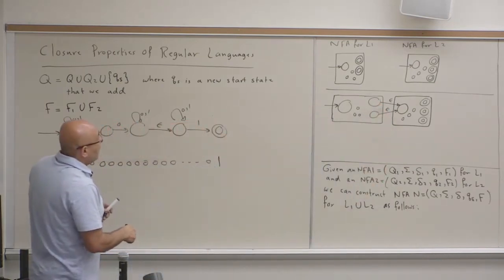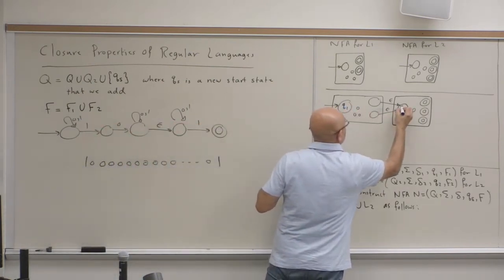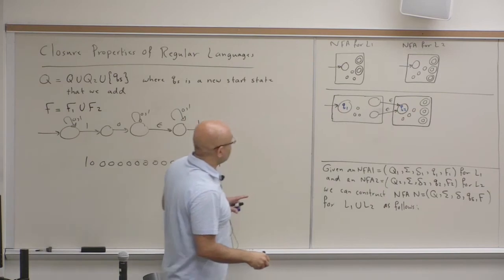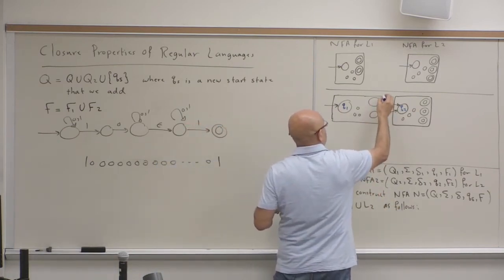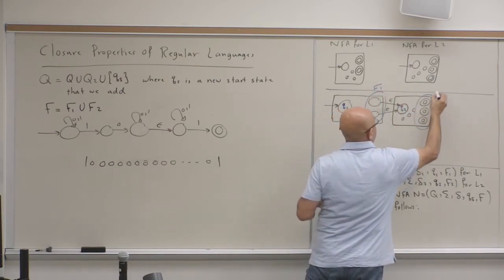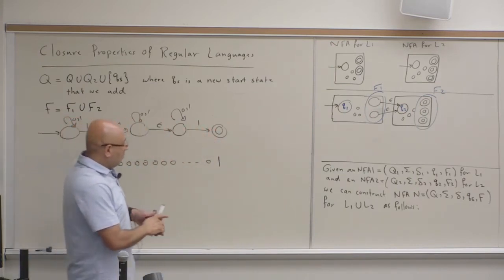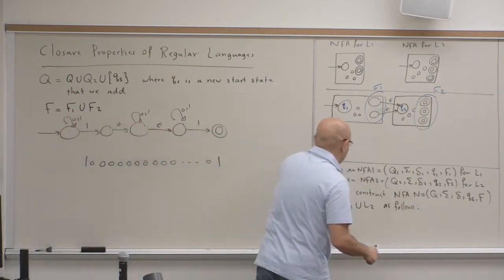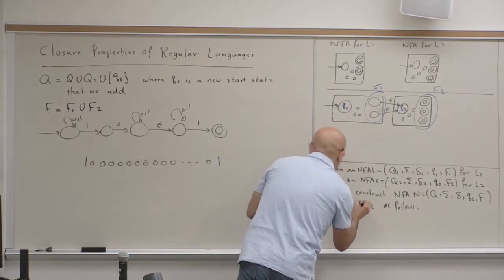Okay? And now this is Q1, this is Q2, and this belongs to F1. So this set is, this is F1, this is F2. Okay, now we can construct an NFA for L1 concatenation L2 as follows.